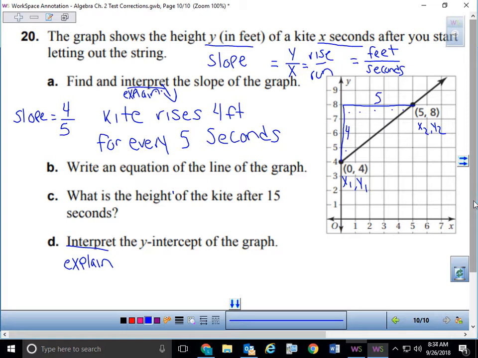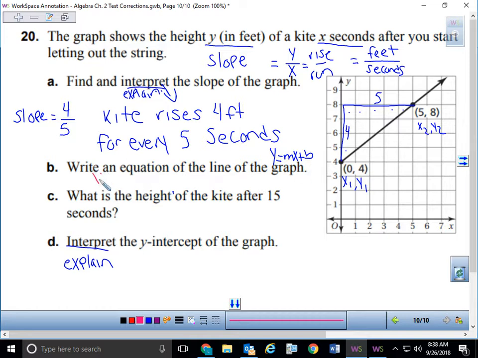Okay, let's see here. B. Write an equation of the line of the graph. Okay, well, I like y equals mx plus b because that's simple. We use that all the time. It's one of the most common equations that we use. Well, I already know my m, and I just need to find my b. That doesn't sound too bad.